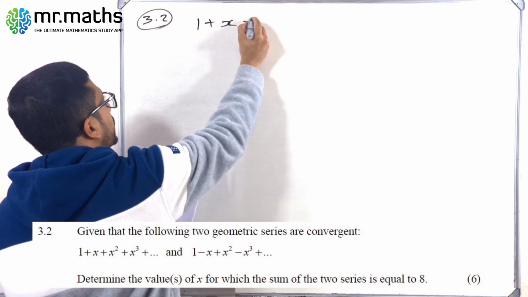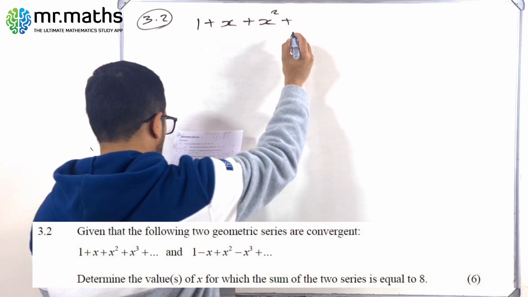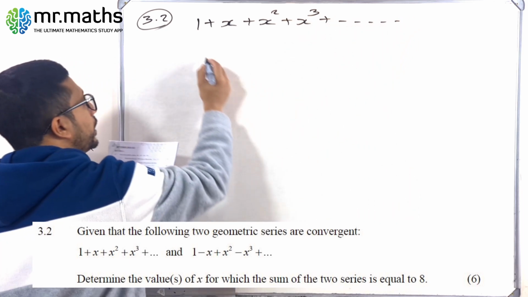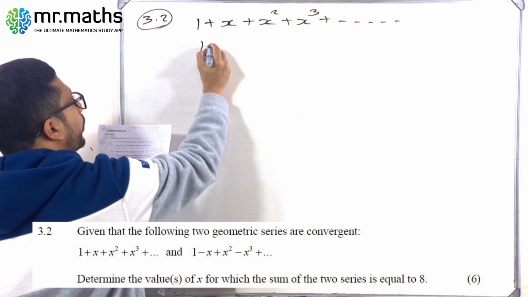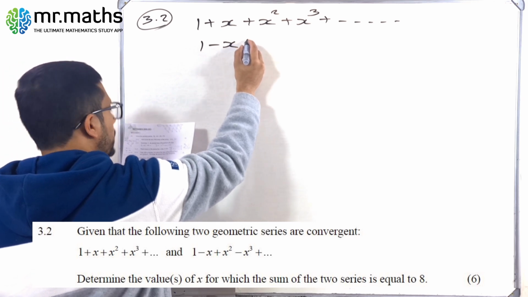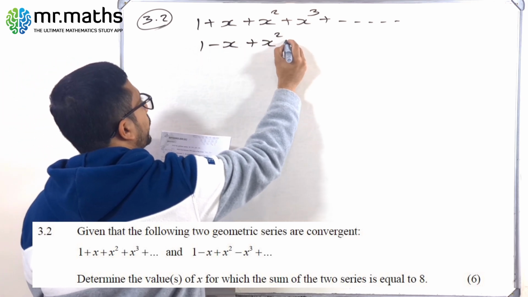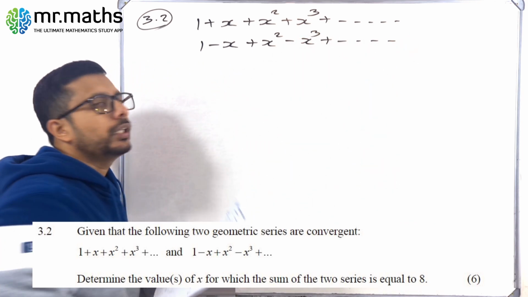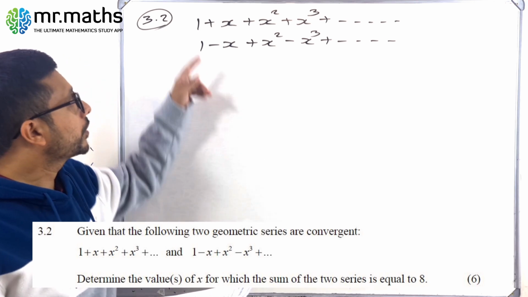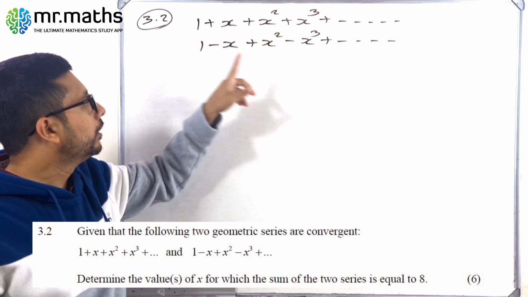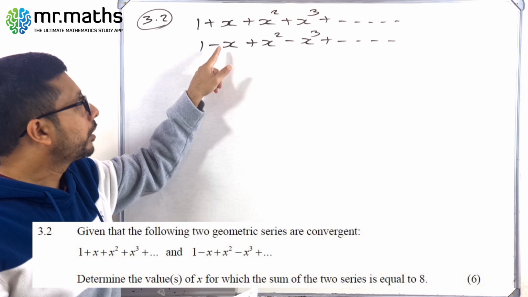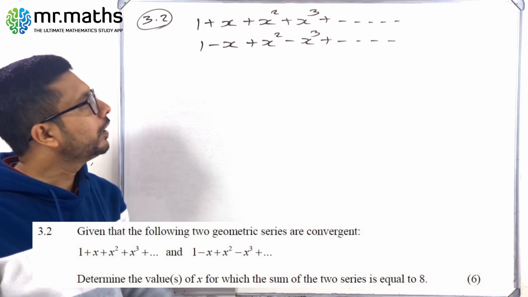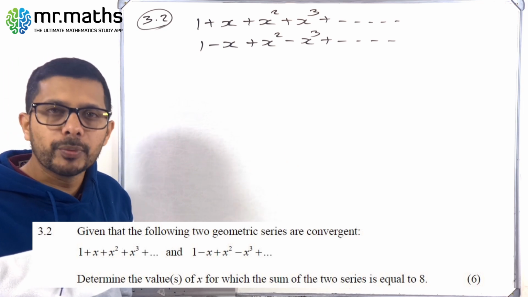1 plus x square plus x cube plus etc. This is one series, and another series is 1 minus x plus x square minus x cube plus etc. So here there are two geometric series given. The first one is this one, 1 plus all of that, and the second one's only difference is that it alternates, it is minus, then the next term is minus, like that. Anyway, they are saying that these are convergent geometric series.